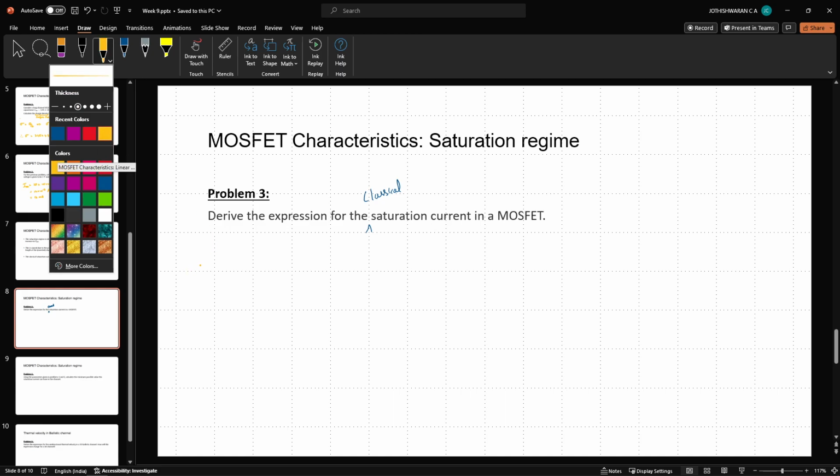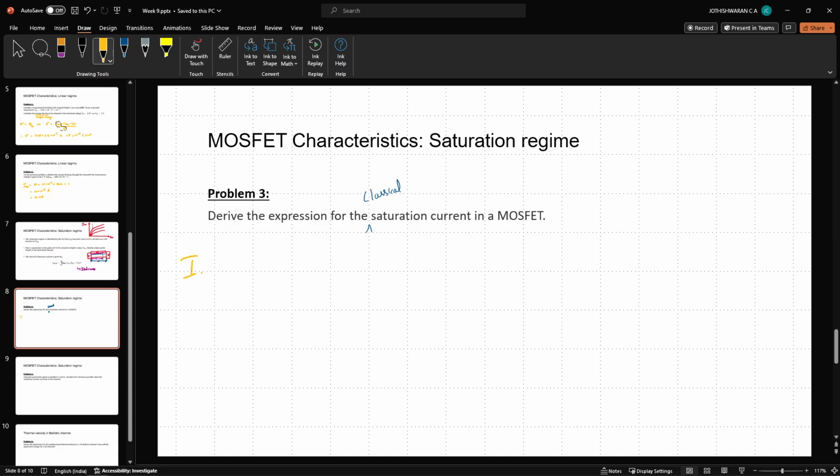So what we have to go back to and remember is this. We'll be using this expression. IDS is given by W into.